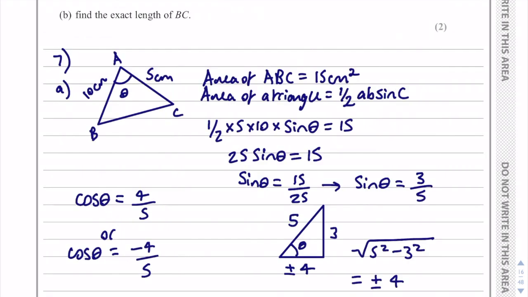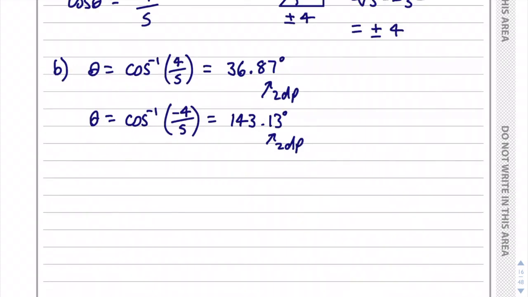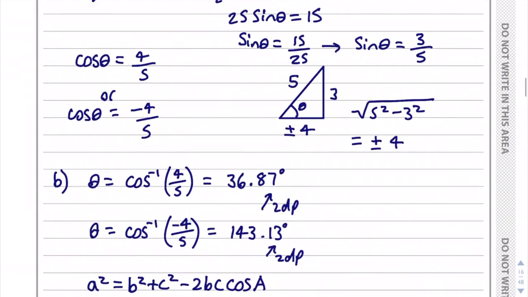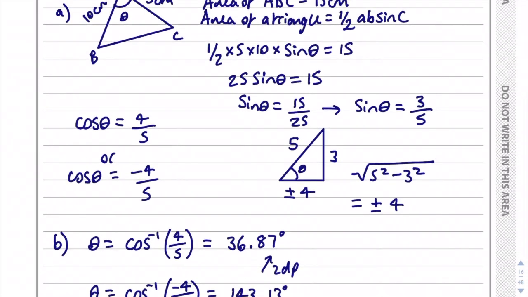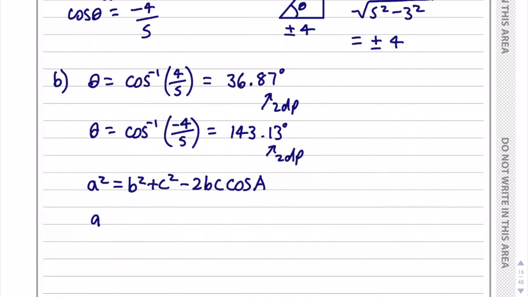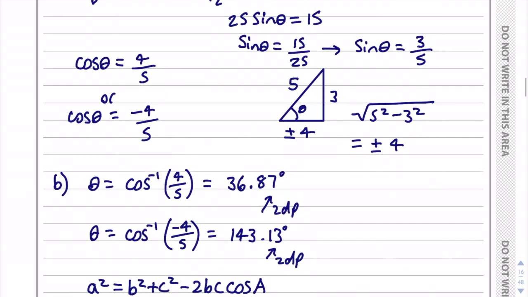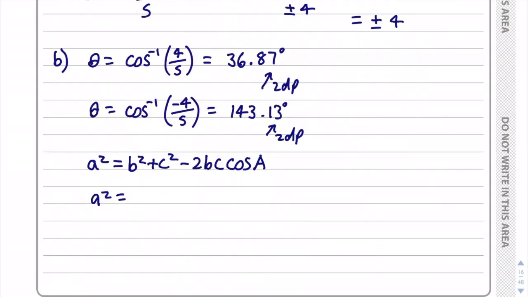So because we've got an angle and we've got two other side lengths to this triangle, we can use the cosine rule. So the cosine rule states that a squared is equal to b squared plus c squared minus 2bc cos A. Now, if we say a squared is the length of BC, that means that our other two sides, b and c, are going to be the values of 10 and 5.